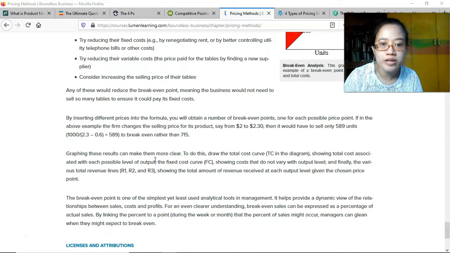Graphing these results can make them more clear. To do this, draw the total cost curve, showing total costs associated with each possible level of output. The fixed cost curve, showing costs that do not vary with output level. And finally, the various total revenue lines, R1, R2, and R3, showing the total amount of revenue received at each output level given the chosen price point. Later on, we'll be discussing BEP points again.